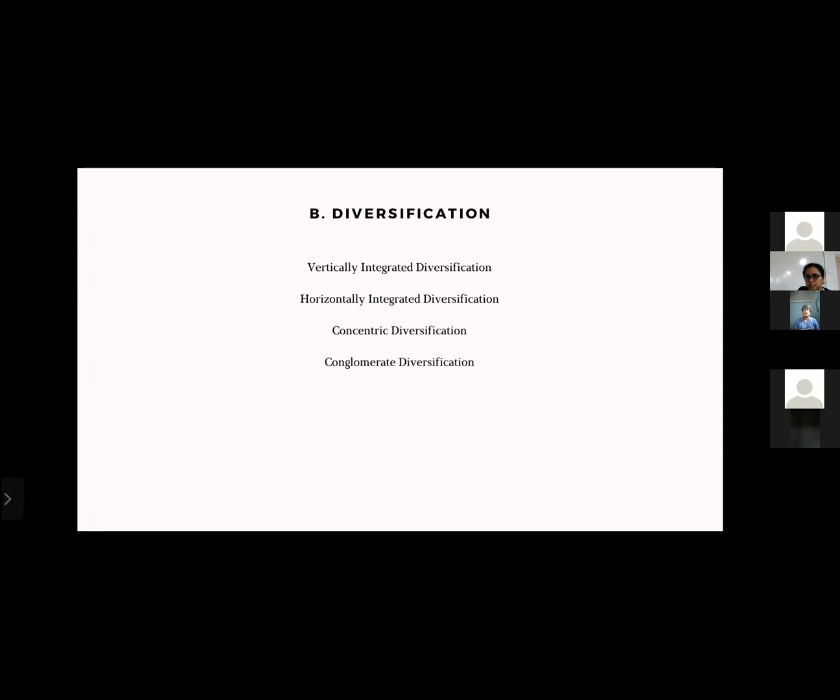Second one is horizontal integrated diversification. It is the acquisition of similar operations at the same stage of the production and marketing chain. Now, the third one is concentric diversification. It is a new business linked to the existing one through process, technology, or marketing. And the last one is conglomerate diversification. There is no linkage between the new one and the old one. Means there is no connection at all. They are not even related to each other.